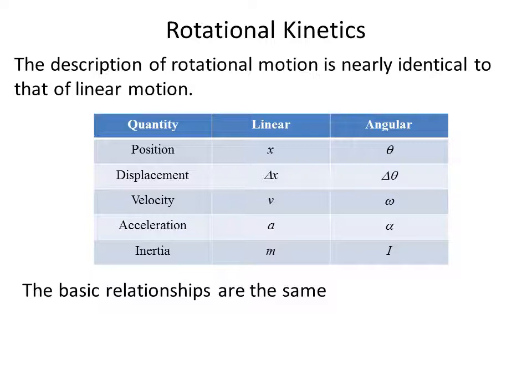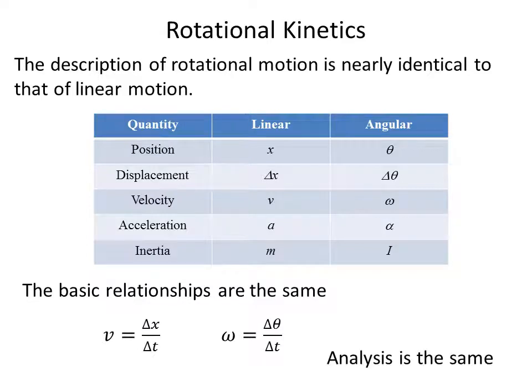The basic relationships between these quantities are the same. For example, the velocity is just simply the change in x over change in time, whereas the angular velocity is the change in theta, or the change in angular position over the change in time. So the analysis will be the same.